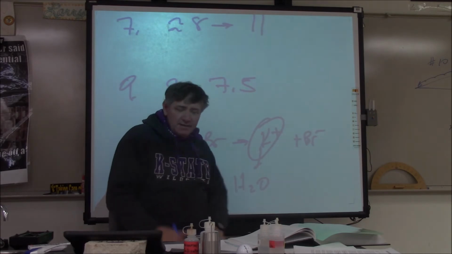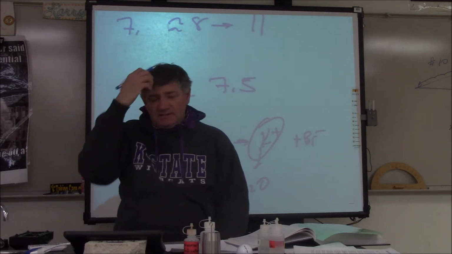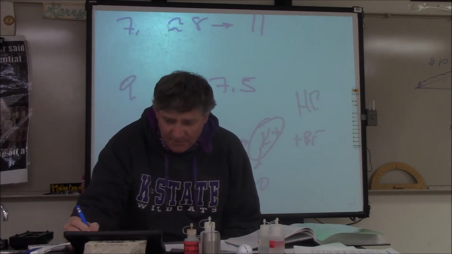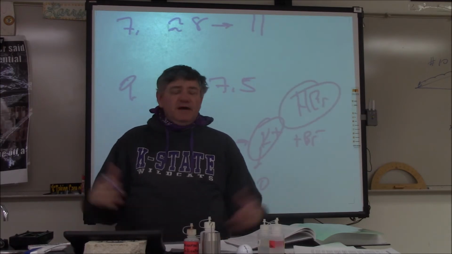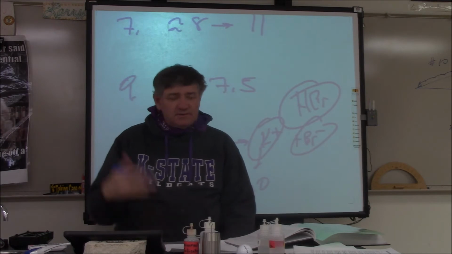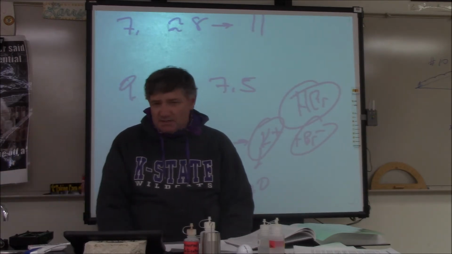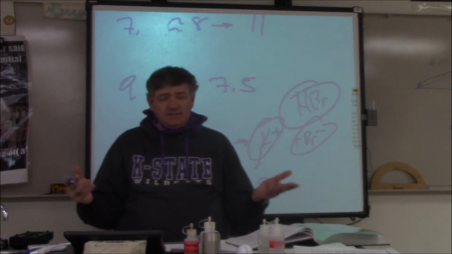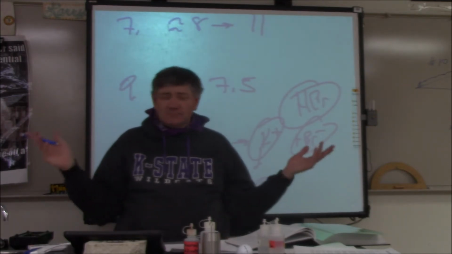Now the Br minus. Think about this. The Br minus is the conjugate base of hydrobromic acid. That's a strong acid, which means that Br minus isn't going to react with water to form HBr and generate hydroxide ions. So if you add potassium bromide to a solution, nothing's going to change.